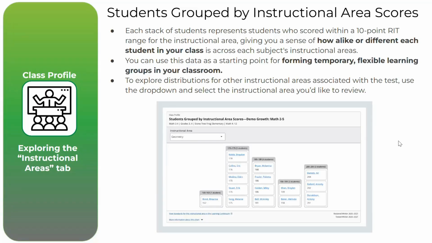Now, in the class profile, you're going to have stacks of students who are represented with a 10-point RIT range for whatever instructional area that you have chosen. And if you notice on the picture here, there are instructional areas. So this one says geometry, and it's a drop down, so you can choose different instructional areas, and it'll rank your students according to how they scored in that area.